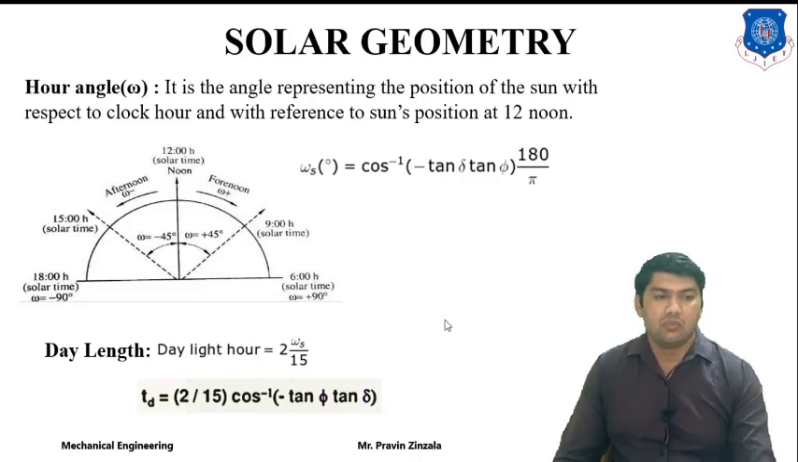So by using the declination, we can easily calculate the day length. Day length means the amount of solar radiation received. It also depends on the geometry: summer has the maximum day length, while winter has the minimum day length, while in monsoon we can generally assume an average day length.